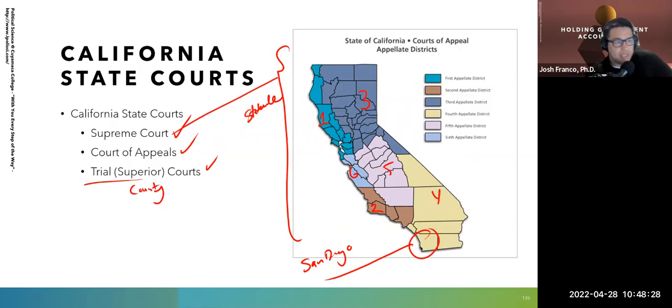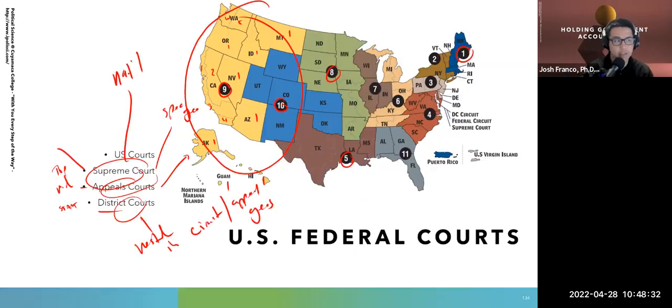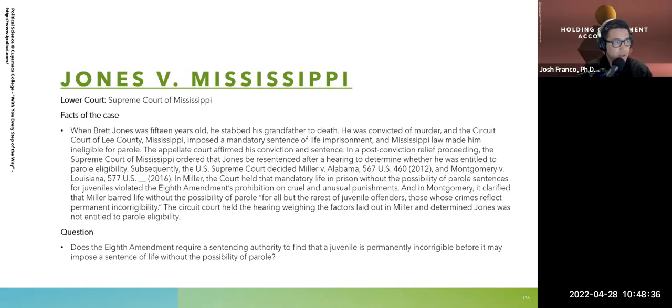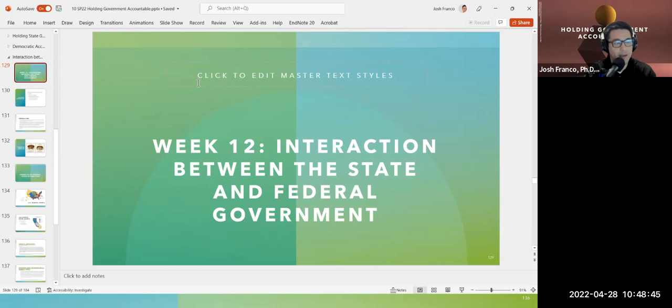Now you might be asking, okay, so where's the interaction between the federal court system and the state court system? So let's go ahead and take a look at a couple of examples. The first one is a Supreme Court case called Jones versus Mississippi. And I'll go ahead and click on the link here, which will take us to a website called Oyez.